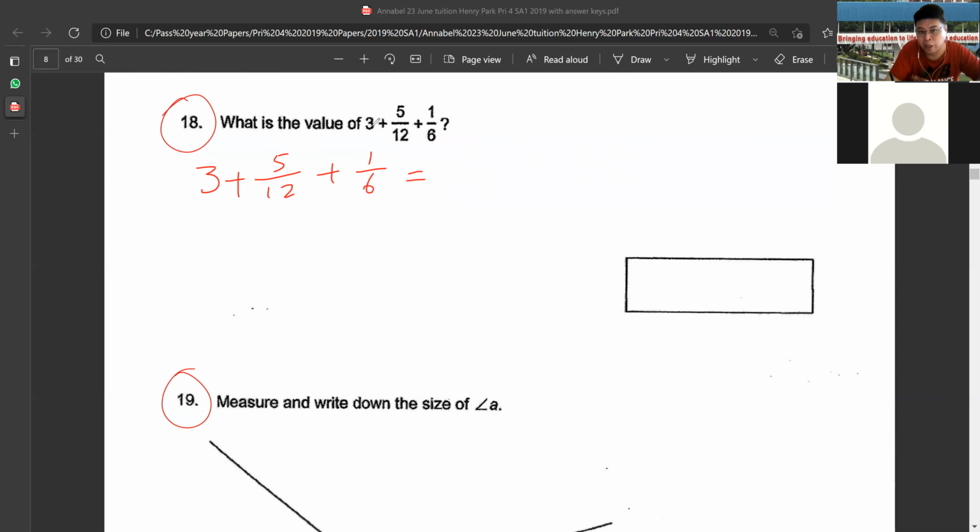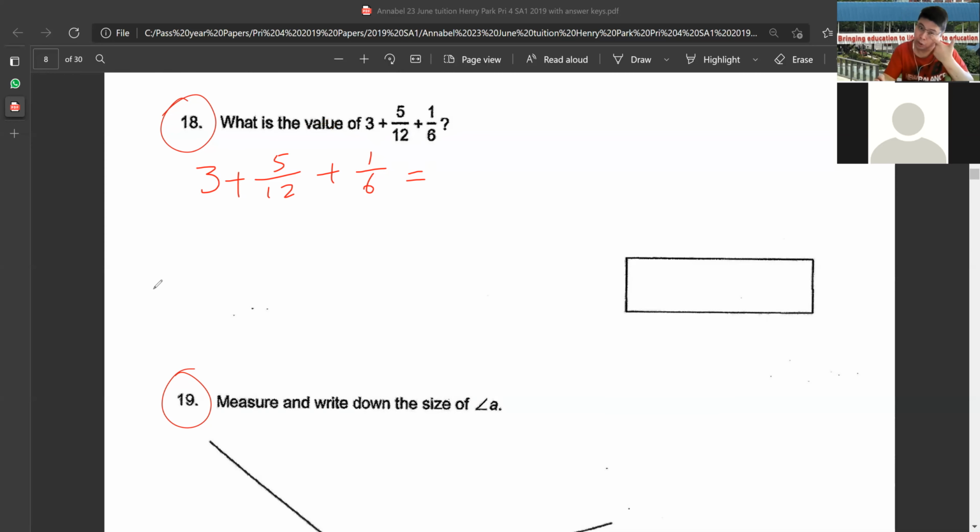What is the answer when I use 3 plus 5/12 plus 1/6? That's what the question is asking. Actually, even if you don't know the meaning of value, you can make a good guess what the question is asking you to do. You know what I mean? Yes. Because the question is written here, add together, what's the answer? Okay. Now you know the meaning of value. Yes.